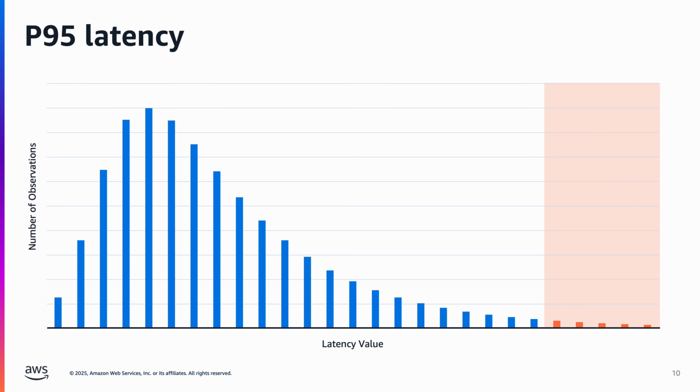To complete the picture, I can use percentiles to distinguish what's acceptable performance versus outliers. In my example, I used the P95 or 95th percentile to indicate that 95% of observations lie to the left of the orange shaded area.